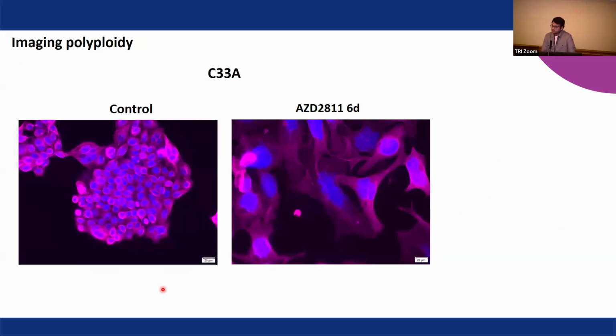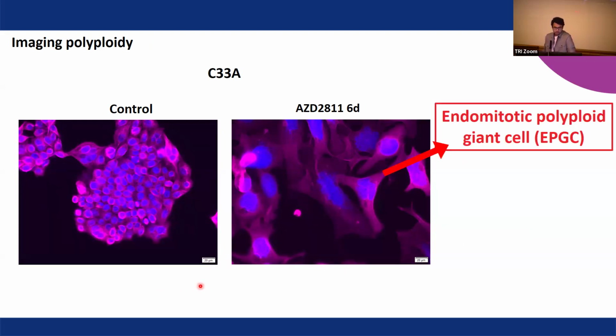So these are C33A cells. These are cervical cancer cells that have defects in P53 and RB tumor suppressors. And this is just an IF image, which shows DAPI in blue, which stains the nucleus, and then alpha tubulin, which stains the cytoplasm. We can really appreciate the sheer magnitude of these cells. And we call these cells endomitotic polyploid giant cells. And as you can imagine, imaging these cells and being able to analyze that imaging data is a really important part of my project.